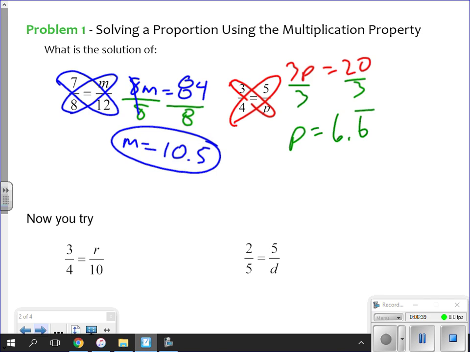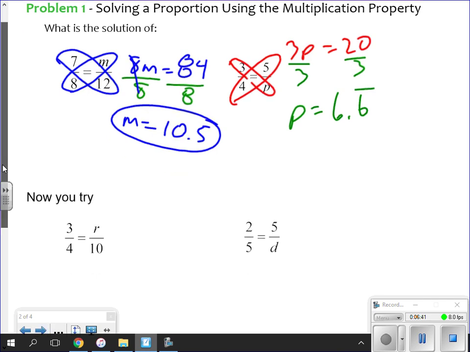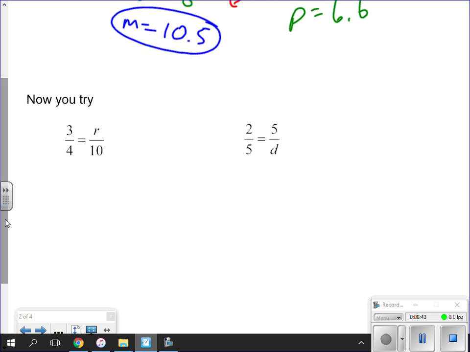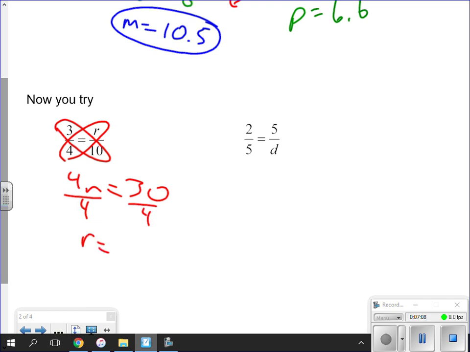Questions so far? Okay. So what's the first step I do in here? 4R. Yeah, I do 4 times R to give me 4R. And then I do equals what? 30. 3 times 10. Then what? Divide both sides by 4. And I get R equals 7.5.